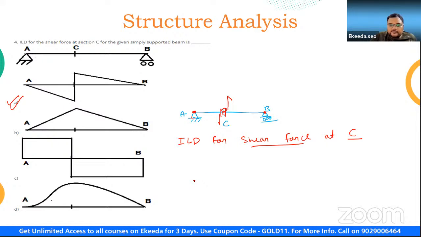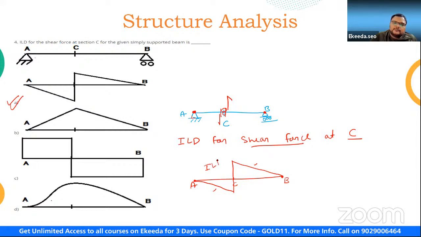So see, if I have to draw the influence line diagram for this one, that is A, B, and here it is saying C. So I will have to take it downwards at left of C, and upwards at right of C. Then I know that here it is going to be 0 and here it is going to be 0. So I will simply join it with straight lines. And this slope should be equal to this slope. Right, guys?